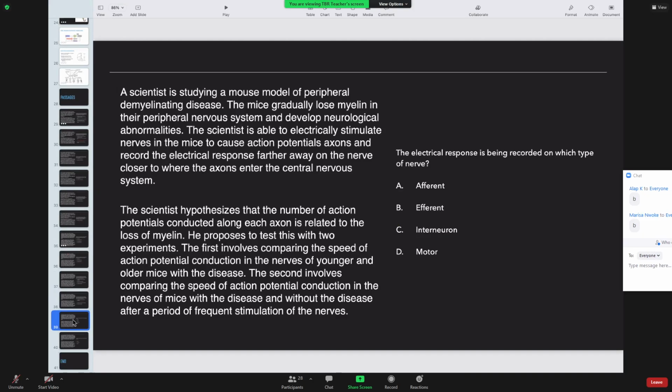And the electrical response is being recorded on what type of nerve? This one usually trips people up. So let's see if we can get this one.